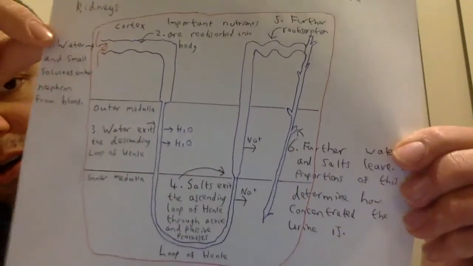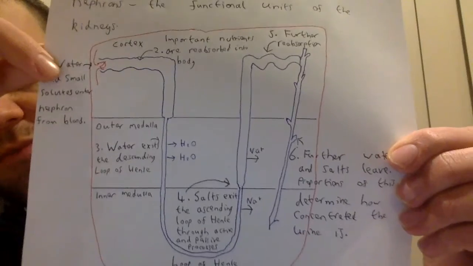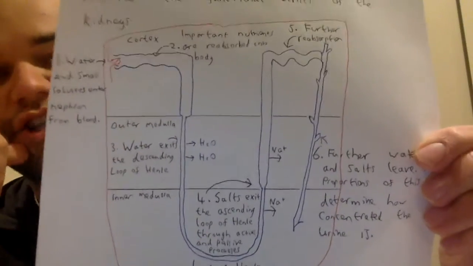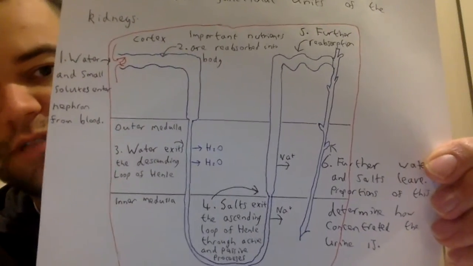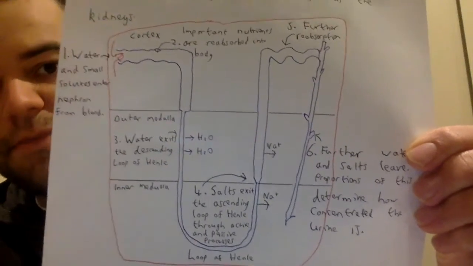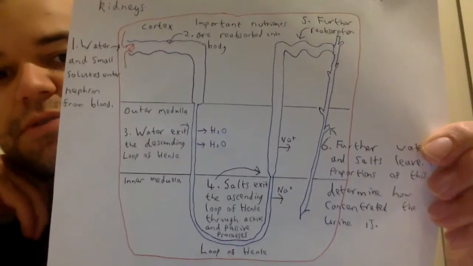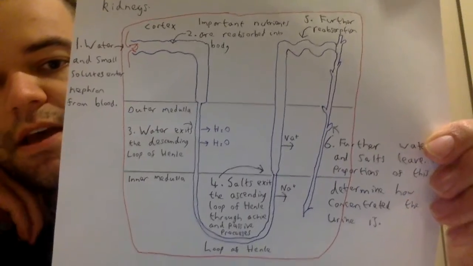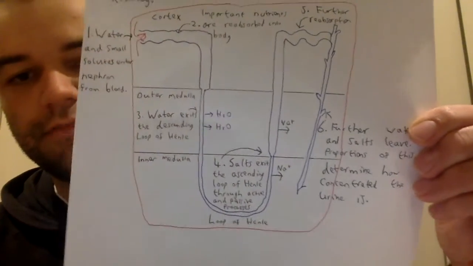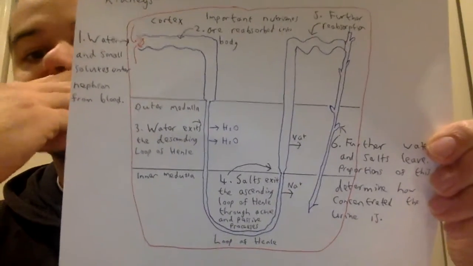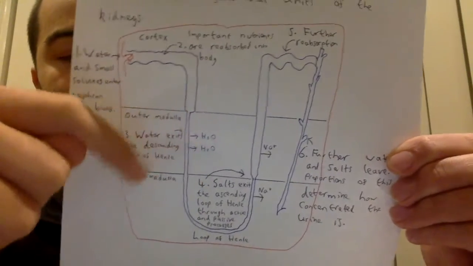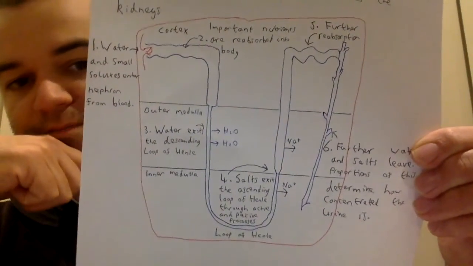So, we've got here, water and small solutes can enter the nephron from the blood. Larger things are filtered out, but water, salts, glucose, they can enter. And then as they move along, important nutrients are reabsorbed into the body. Okay? And as they go down this loop that they call the loop of Henle, water is able to exit. Okay, so it can exit here, and that can get reabsorbed where it's needed.